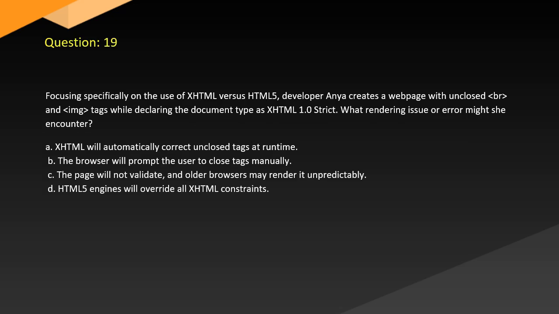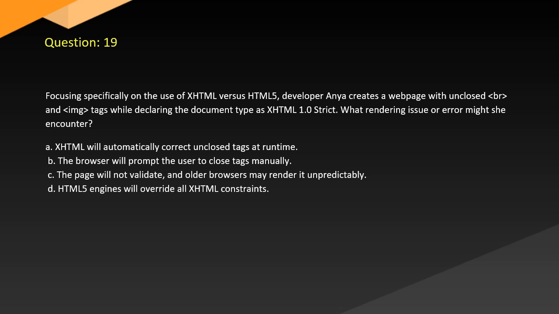Question 19. Focusing specifically on the use of XHTML versus HTML, developer Anya creates a web page with unclosed tags while declaring the document type XHTML 1.0 Strict. What rendering issue or error might she encounter?